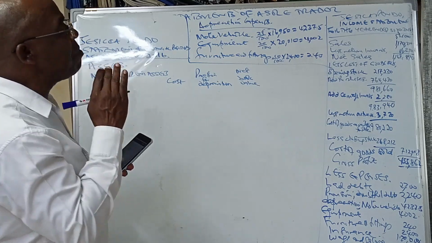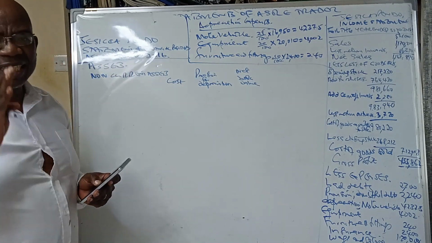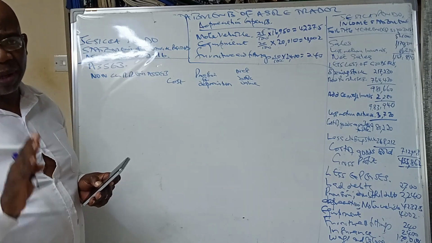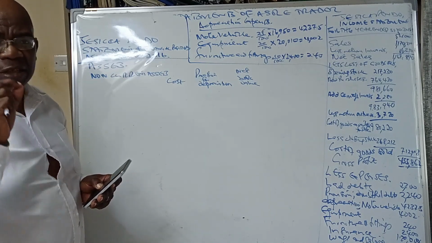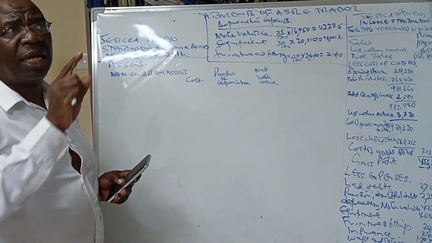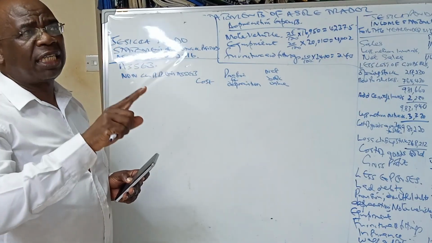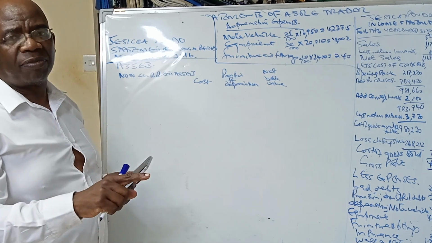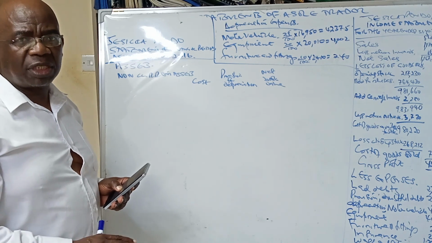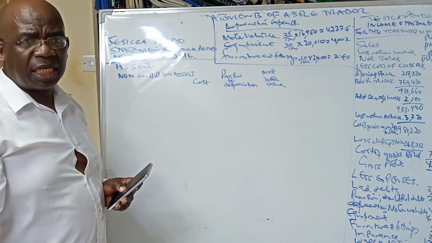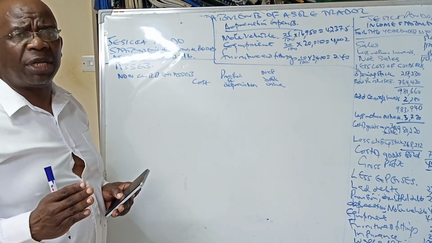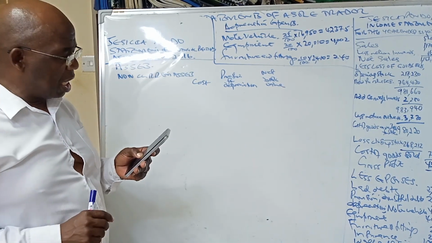Very, very important. Remember, our assets are arranged in order of permanence. If you want to be good in accounting, you must memorize the format for the balance sheet. Land and building, plant and machinery, furniture, fixtures, fittings, motor vehicle. Then current assets: inventory, trade payables, other payables, prepayments, investments, bank, cash. That order is very, very fundamental. You must record them in that order.